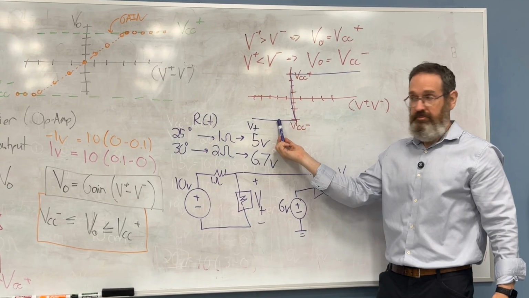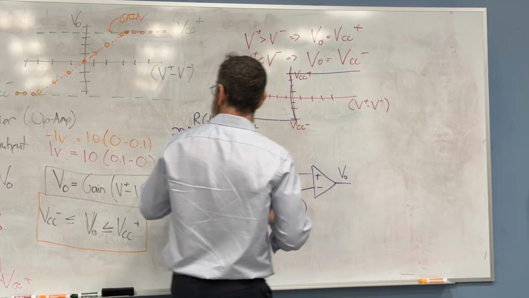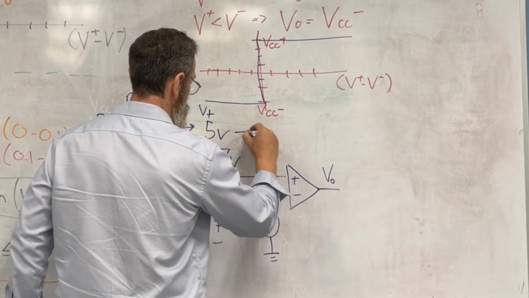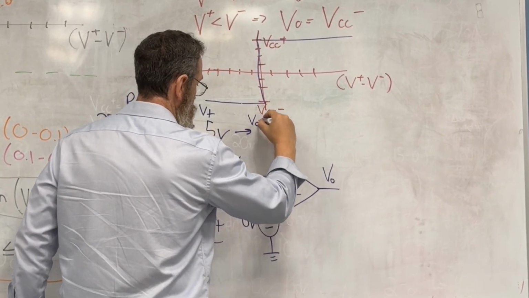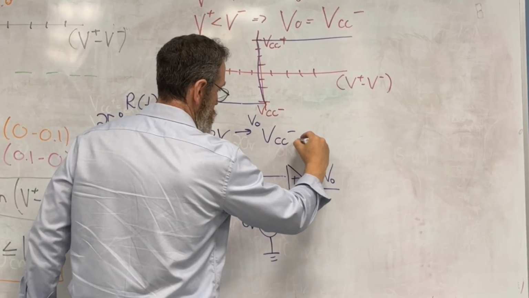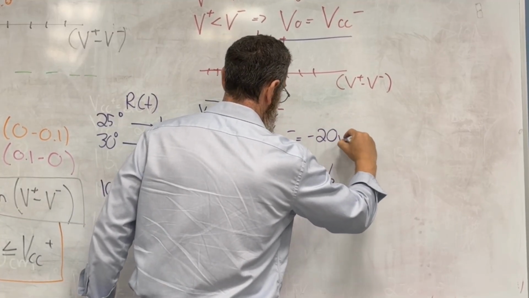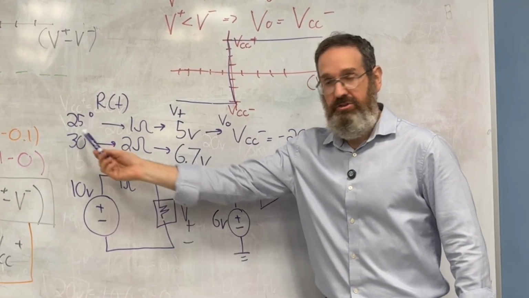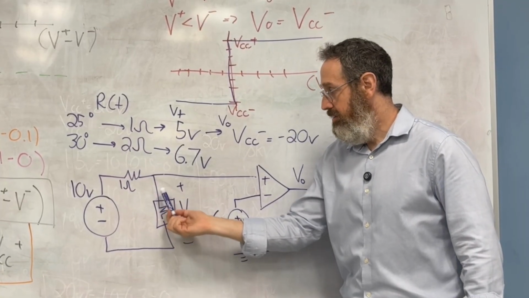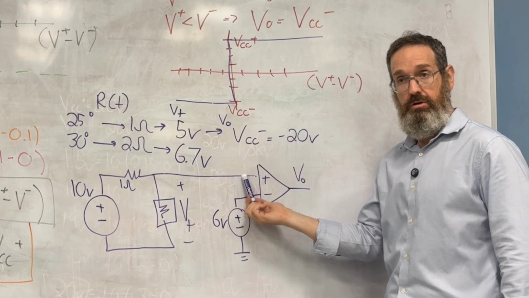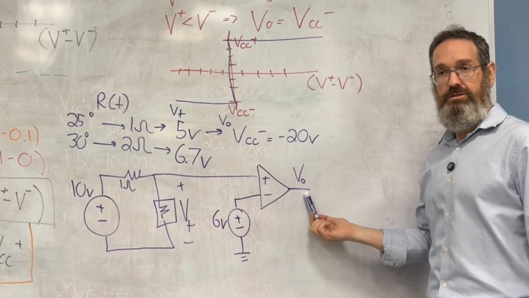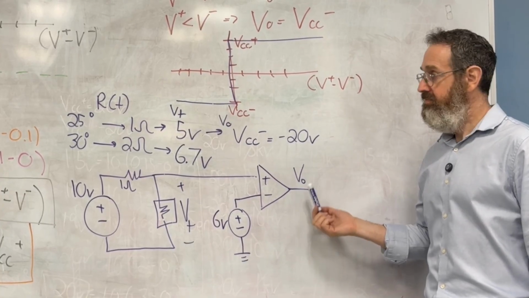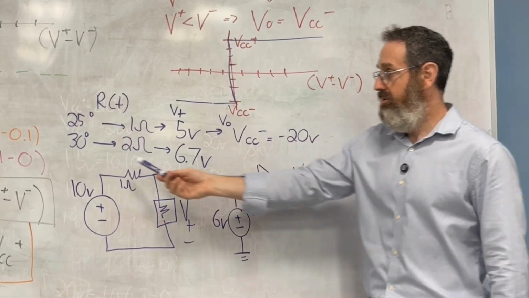VCC minus. And let's stick to the same VCC minus numbers I've given before. So therefore, at this point, V out is at VCC minus, and let's just say that is at minus 20 volts. So when it is 25 degrees, 1 ohm, making this 5 volts, making this minus 20 volts. You're with me so far? And then this example has a reason. All right. What about if we go to 30 degrees?